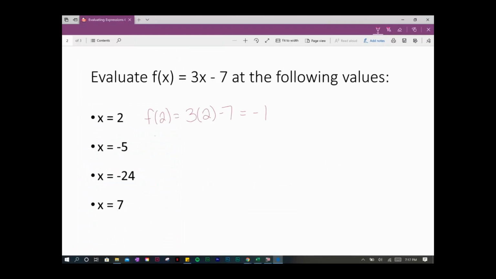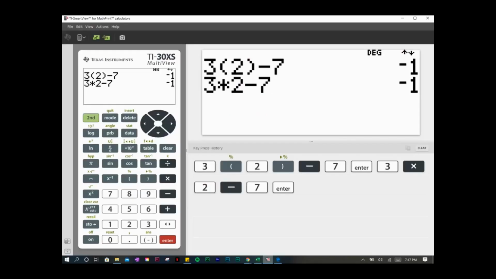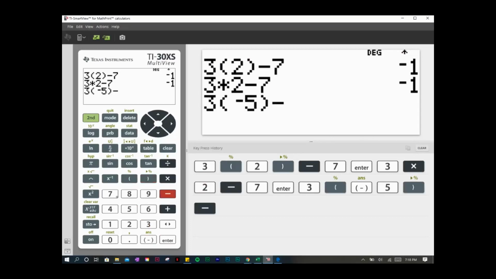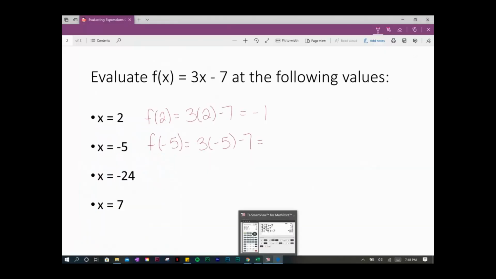Next one is plugging in negative 5. So f of negative 5 equals 3 times negative 5 minus 7. So 3, and then I'm going to do parentheses. Remember that the negative button is the one at the bottom in the parentheses. 5 minus 7, enter, and I get negative 22.